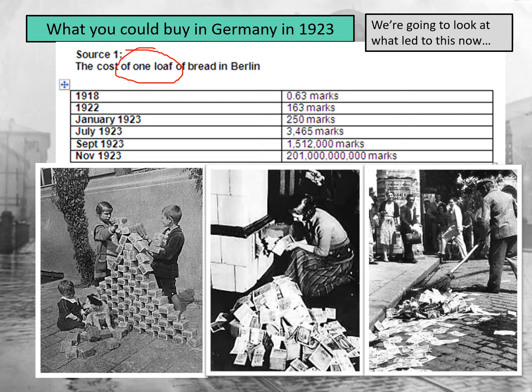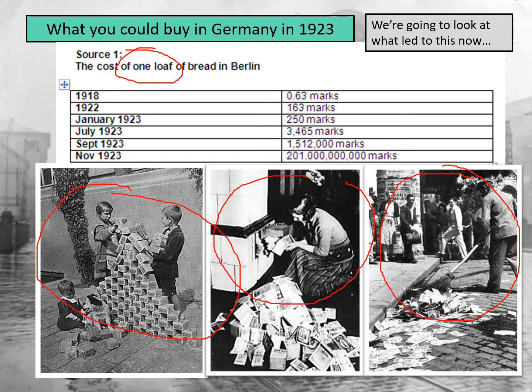I mean, look at this picture here. This is a picture of children stacking banknotes. This picture here is of a woman putting paper money into a fire for kindling. So she's burning money because it's cheaper than buying wood. And this guy here, he is sweeping money down into a drain rather than picking it up. So we're going to be looking at this really big economic problem called hyperinflation, which is caused by another problem that we're going to look at first.